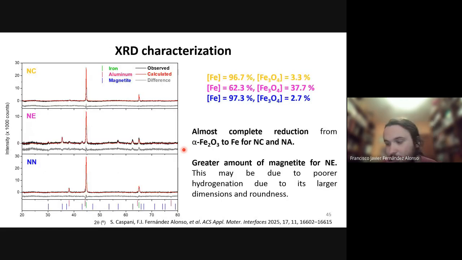We perform some X-ray diffraction characterization. We can see how for the nanocubes and the nanoneedles we have almost all the sample converted into iron. However, the nanoellipsoids are a mixture of iron and magnetite. This can be due to a lower hydrogenation because of its larger dimensions and roundness. So maybe hydrogen can't penetrate towards the bulk of the nanoparticles.